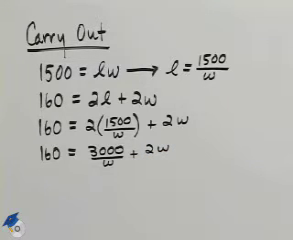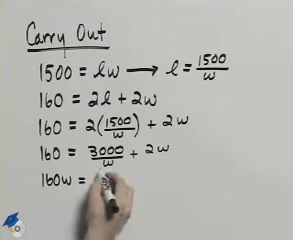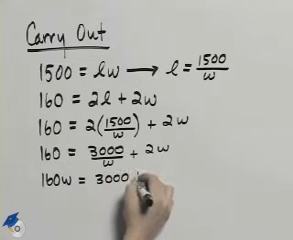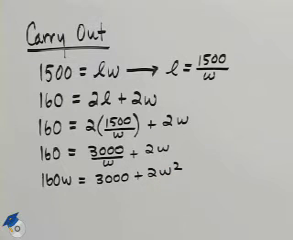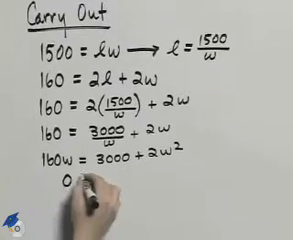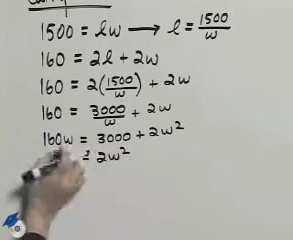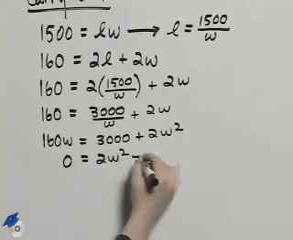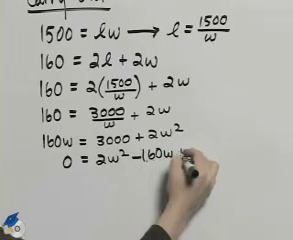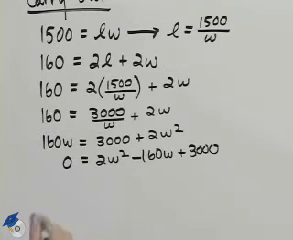Now I'll multiply through by the common denominator, which is W. So I'll have 160W equal to 3,000 plus 2W squared. I notice that I have a squared term, so I'll set the left-hand side equal to 0. I'll rearrange the terms, so I'll write 2W squared. Notice I subtract 160W, so I'll write minus 160W and then plus 3,000. This is a quadratic equation, so I will use the quadratic formula to solve for W.